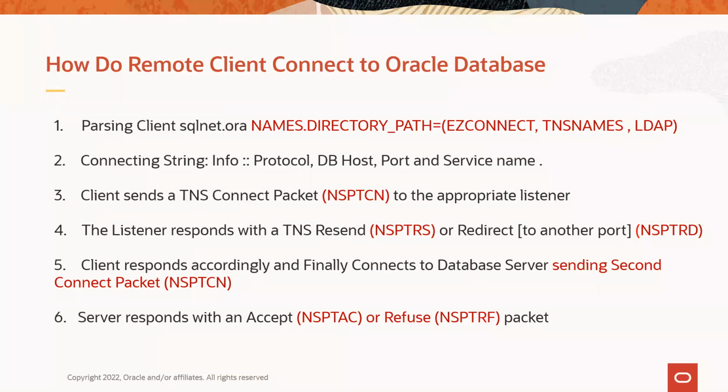So this is a brief overview of how exactly the TNS packet communication happens. The client sends a TNS connect packet to the appropriate listener. The listener responds with a TNS resend or redirect packet. Every packet has a prefix called NSP packets. In a coming slide, I will get more information on what exactly the NSP packets are. After the listener responds with the resend packet or a redirect packet, the client responds accordingly, making a final connect to the database server by sending a second connect packet. The server either responds with an accept packet or a refuse packet.